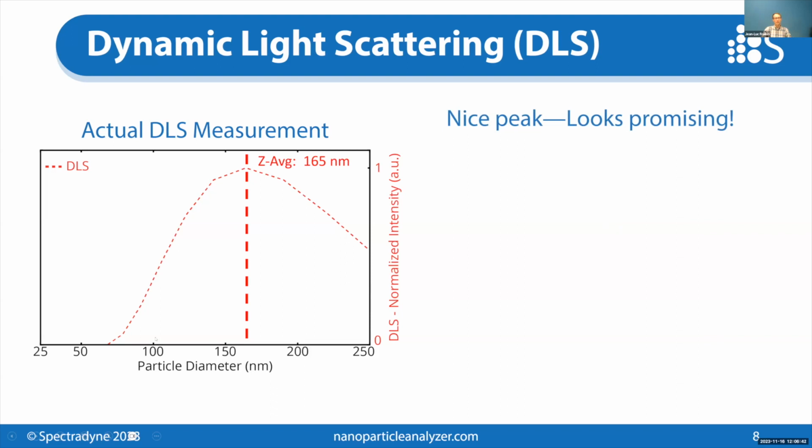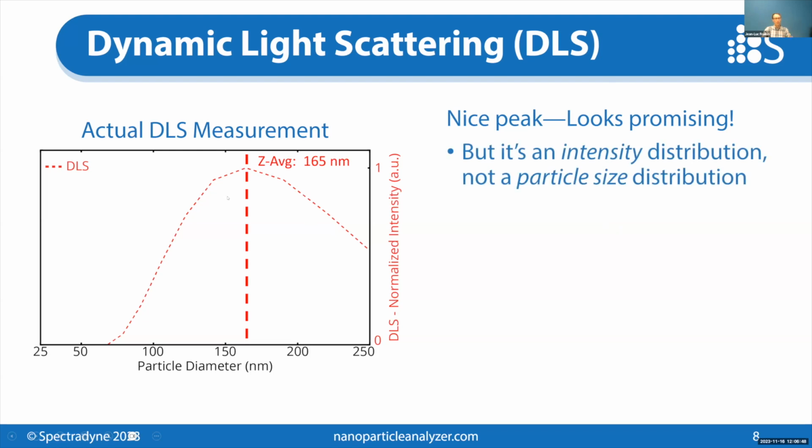If you look at this distribution, it looks like a nice peak, very promising, and you might be excited about that. But it's important to remember that this distribution is not a particle size distribution, it's an intensity distribution of scattered light. All this really means is that the light is being scattered from this sample on average as if it was composed of 165 nanometer particles.